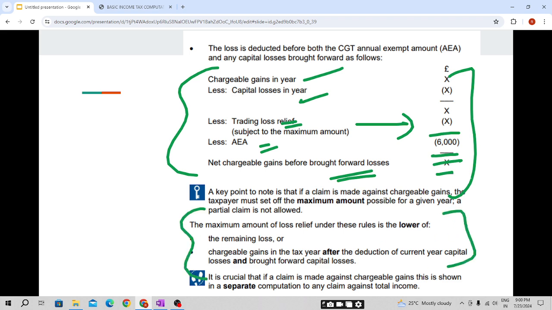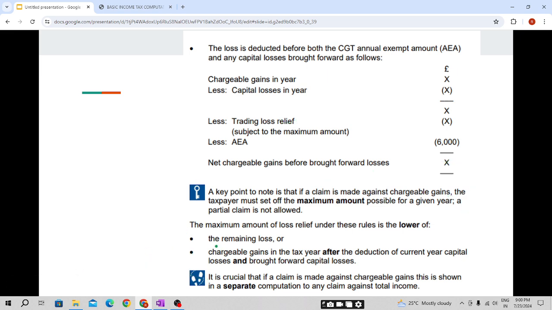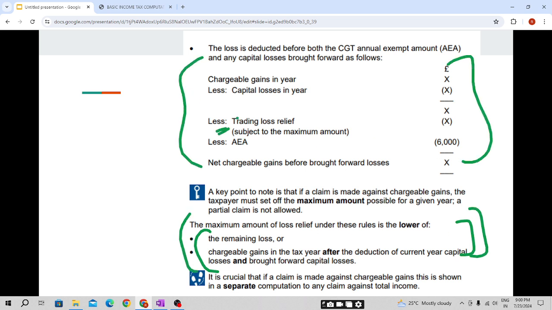The maximum amount which we can claim under the chargeable gains will be the lower of two things. And this loss relief which we claim under the CGT format will be reduced after the capital loss in the year, less trading loss relief, less AEA, less brought forward losses, you will arrive at the taxable gain of CGT.